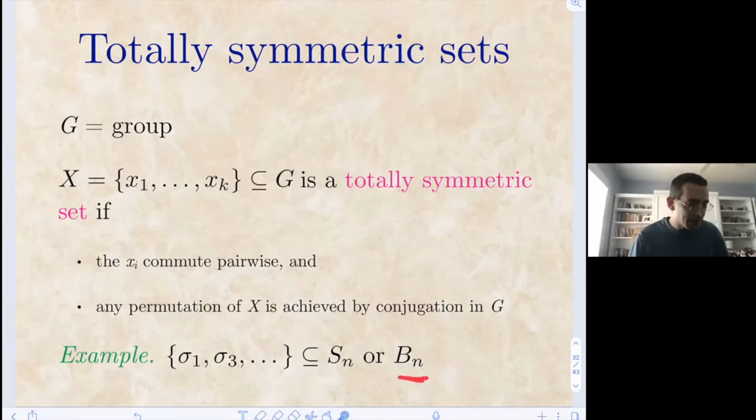And in the braid group, you can take sigma 1, sigma 3. We use the same notation in the braid group and the symmetric group for those elements. So any questions on the definition? This was the main innovation in the second paper.